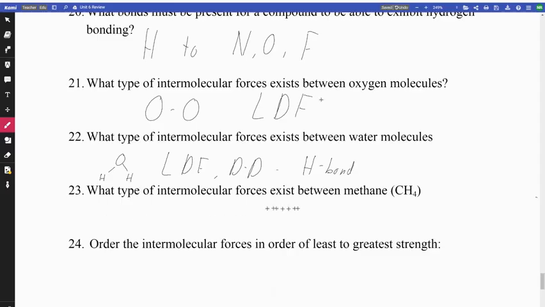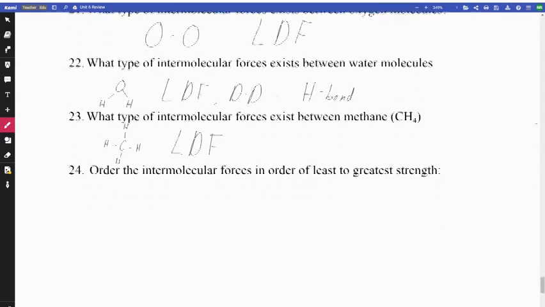All right, what type of intermolecular forces exist between methane? So methane, which is CH4 with all the H's on the outside. This is a nonpolar molecule because number one, C and H is a nonpolar bond. But also, even if it was a polar bond, this is tetrahedral with no lone pairs on the central atom. So even if it had polar bonds, the polar bonds would all cancel each other out. So this is a nonpolar molecule, which means only London dispersion forces.